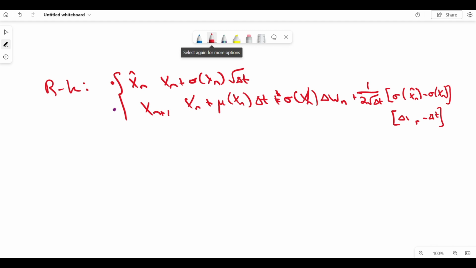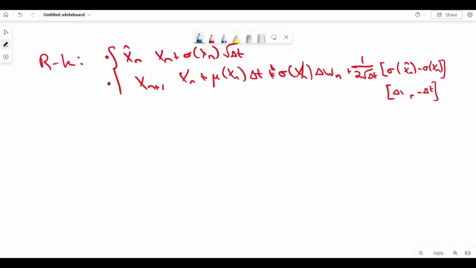Now this has a couple of decisive advantages over the Euler-Maruyama scheme. First is that it's of strong order 1. Compare this to the EM scheme, which has strong order half.